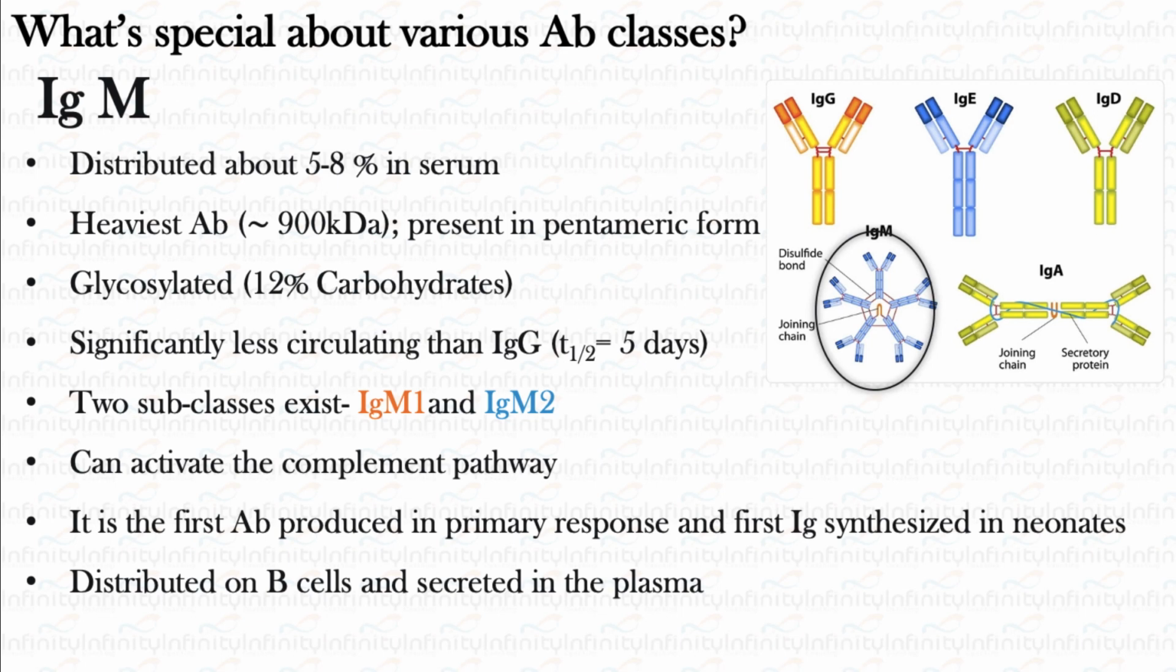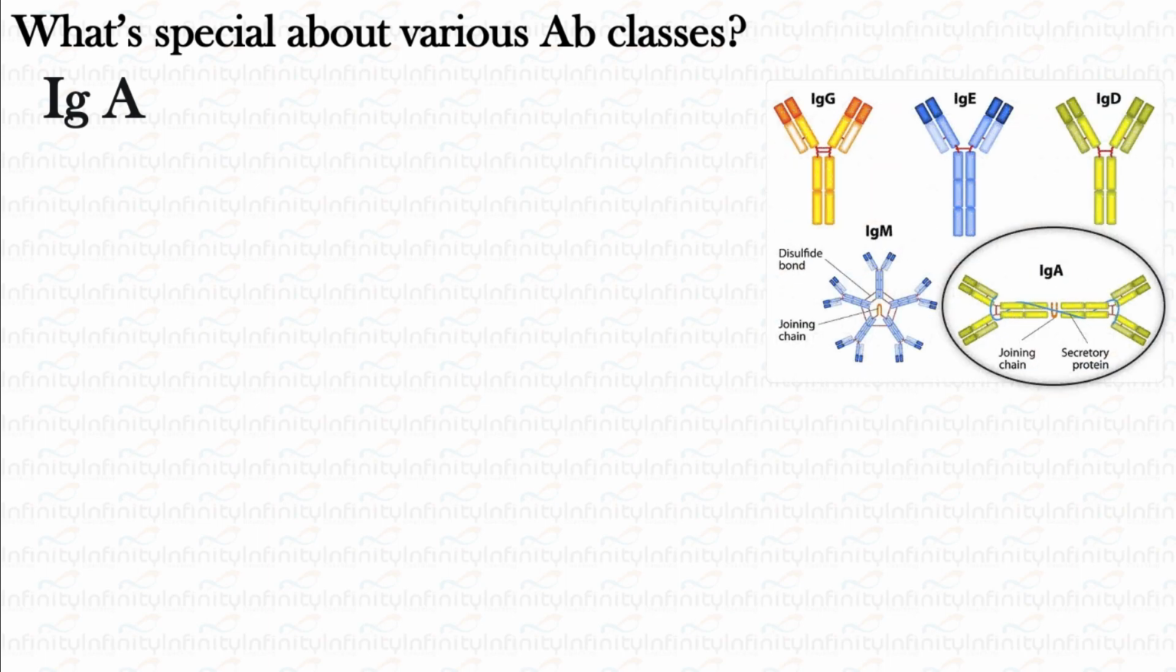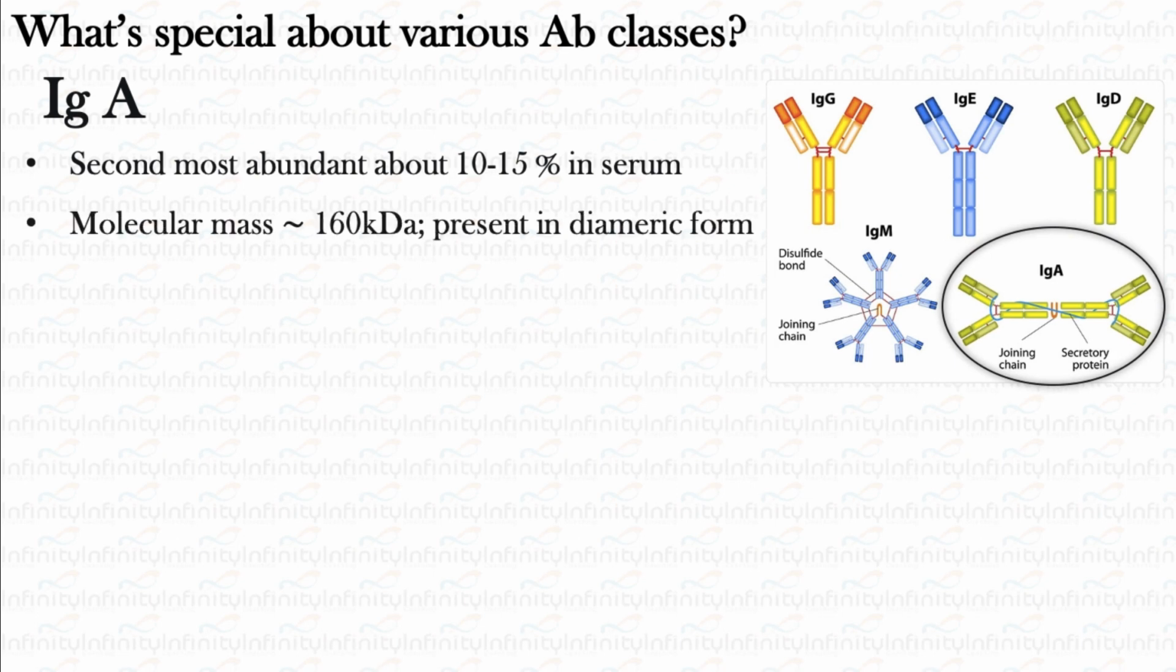Now let's move on and take a look at IgA. With a serum distribution of about 10 to 15%, IgA is the second most abundant antibody in the serum. Now, the molecular mass of IgA is about 160 kilodaltons and it is present in a dimeric form. It is also heavily glycosylated at about 8% carbohydrates in its structure.